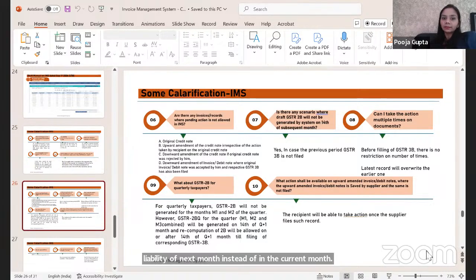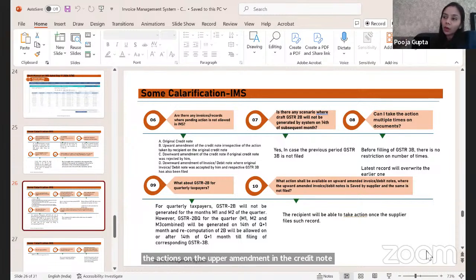Next one is, are there any invoices or records where we cannot allow the pending action? One we have already discussed. A credit note cannot be kept as a pending item. And any upward movement in the credit note also cannot be kept as a pending item. We need to take action on the upward amendment in the credit note as well.